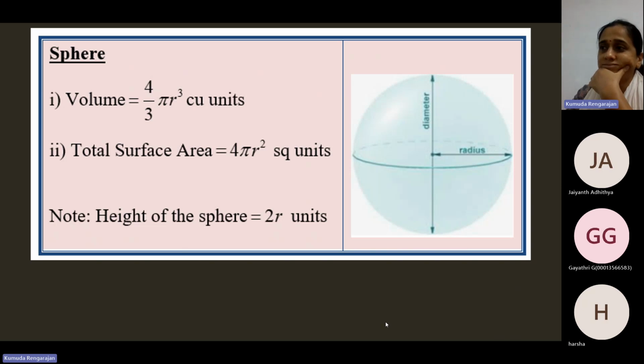Vertical height. What is the slant height of the cone also called? Lateral height.